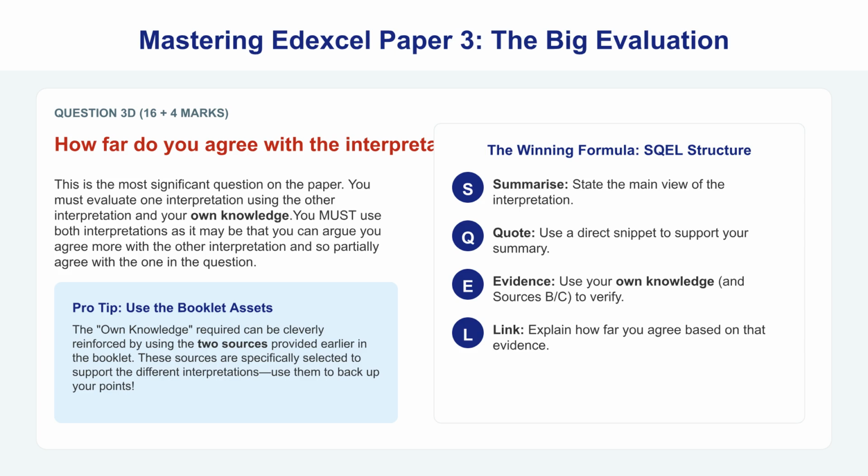Remember, you are also provided with 2 sources, with the interpretations. And from the previous question, you will know that each source matches an interpretation. You should use the supporting source as your own knowledge to support your interpretations, as this is allowed. Remember also there are 4 marks for spelling, punctuation, and grammar.